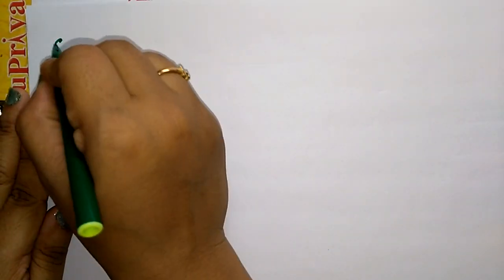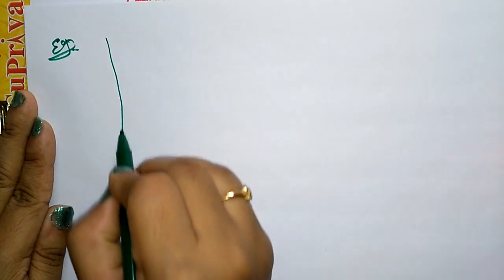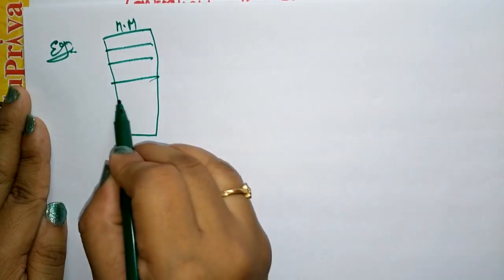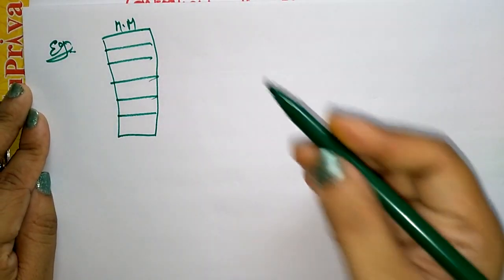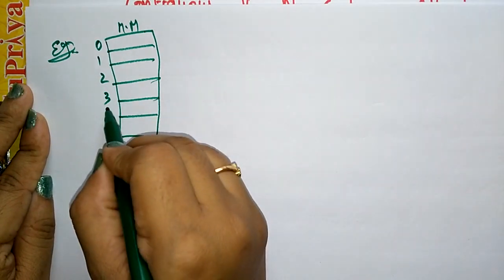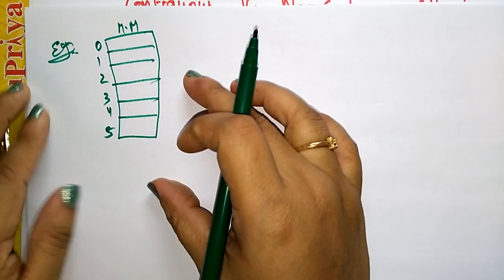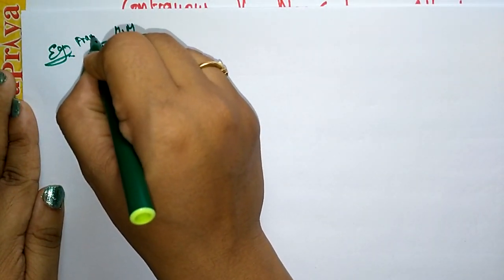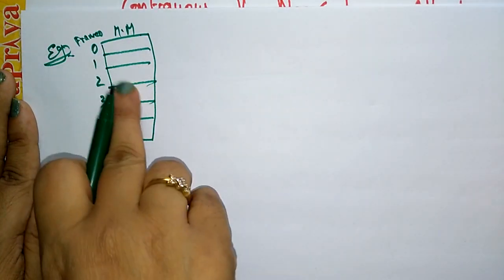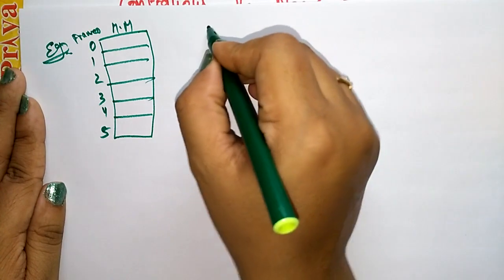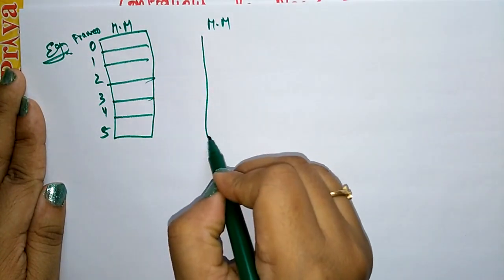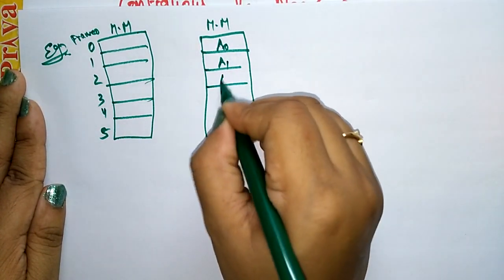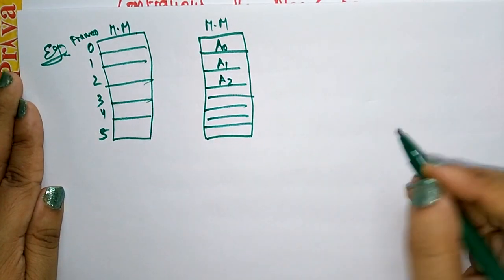Let me take one example. Suppose this is the main memory. My main aim is to explain paging and framing. This is the main memory, and here it starts from frame 0, 1, 2, 3, 4, 5. So the main memory is divided into frames. In each frame, we are storing data: A0, A1, A2. And this is all free space.